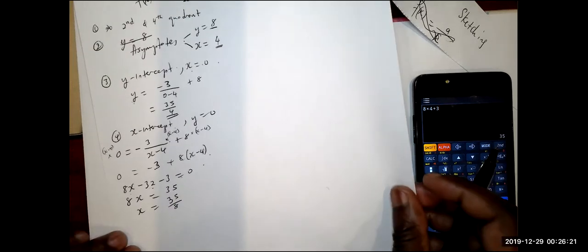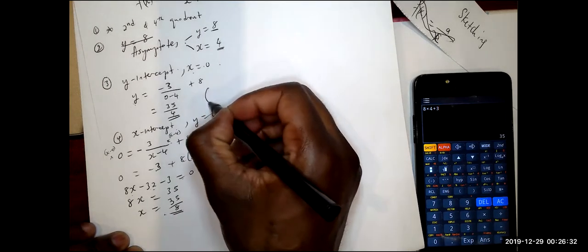8 times 4 is 32, 32 minus 32, minus 3 is equal to 0. Now we take this one, that side: 8x is going to be equal to minus 32 minus 5 plus 2, which is 35. We move that side, it's going to be positive 35, and x is going to be equal to 35 over 8. That's our value of x.